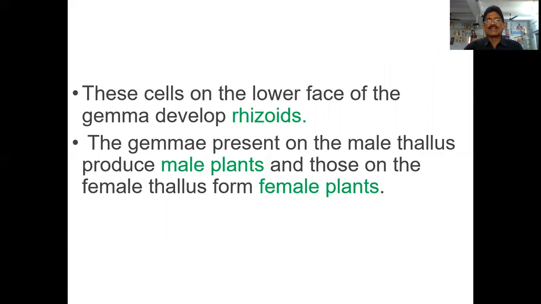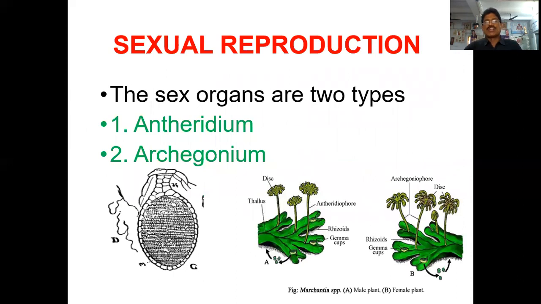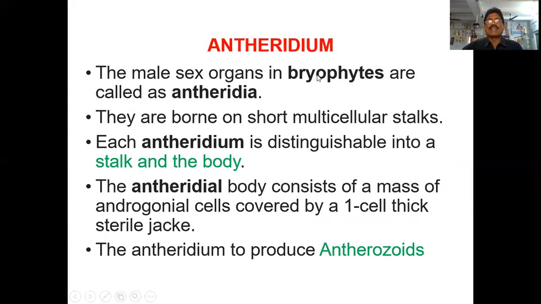The gemmae present on the male thallus produce male plants, and those on the female thallus produce female plants. Sexual reproduction in these plants depends on two sex organs: the antheridium and the archegonium. The antheridium is the male sex organ and the archegonium is the female sex organ. First let us discuss the antheridium. The male sex organs of bryophytes are called antheridia.